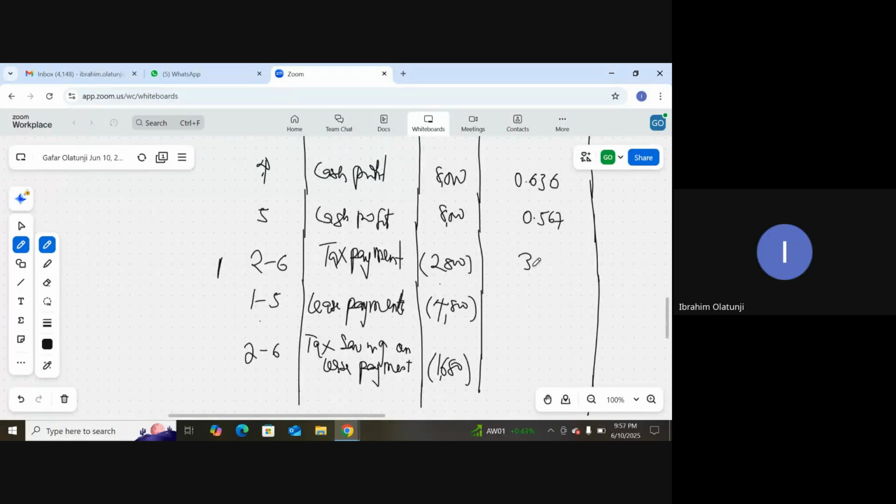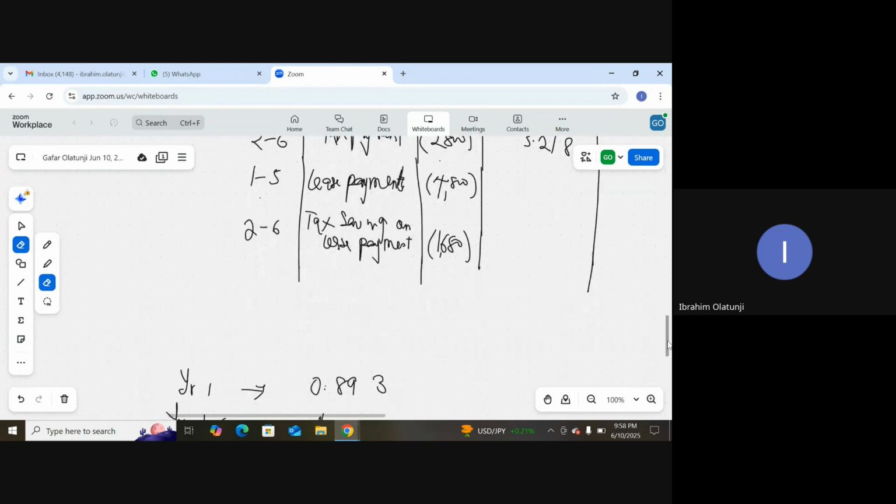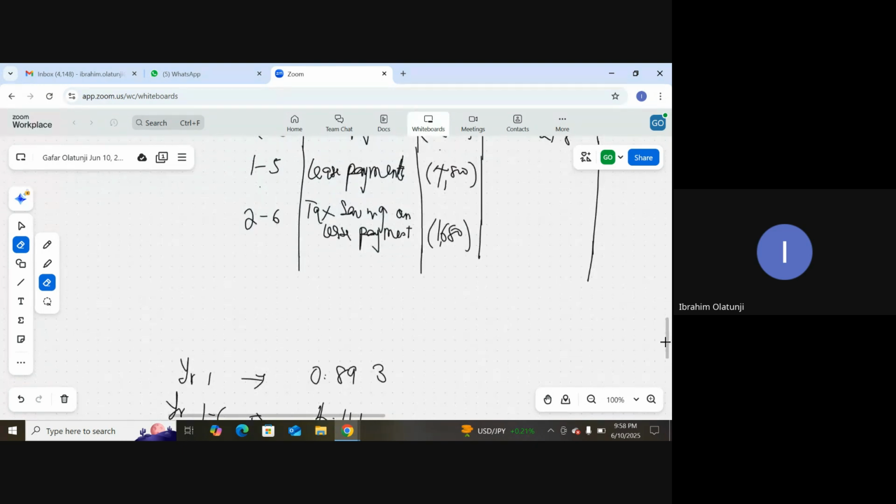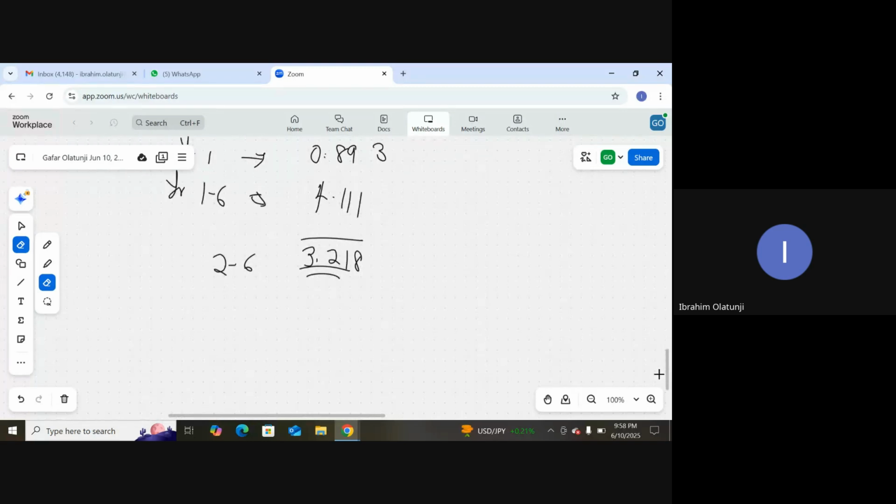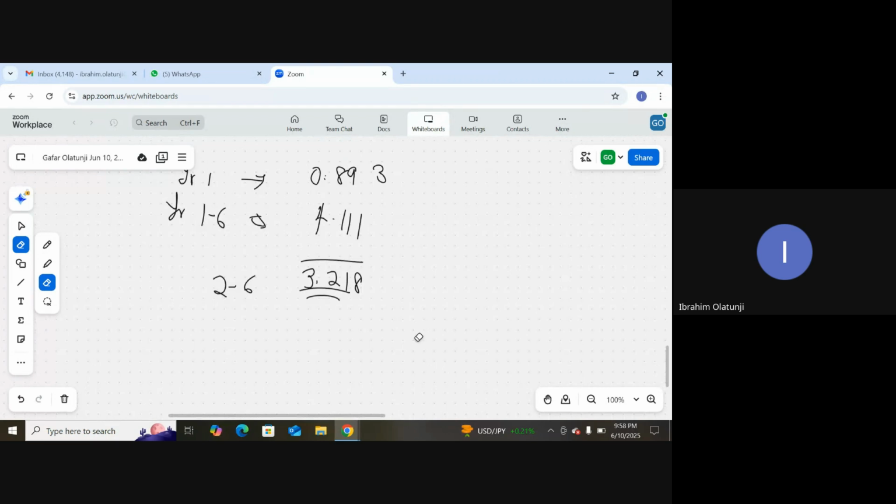3.218. Then you do the same thing to 1 to 5, but for 1 to 5, because nothing is under it, it is 0. Do you get my point now? So you just do cumulative of 1 to 5, because nothing is before 1, it is just 0.